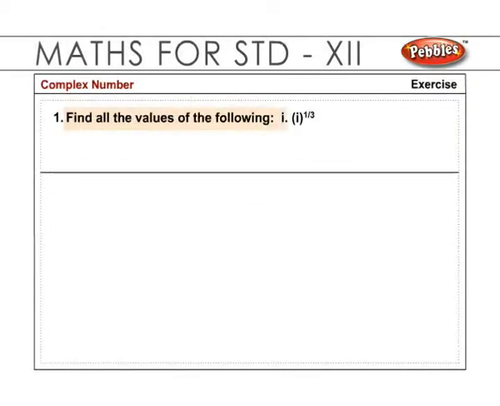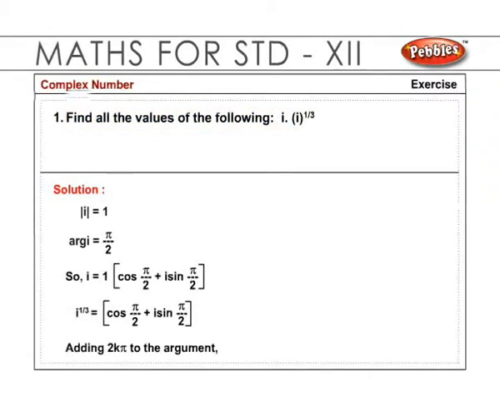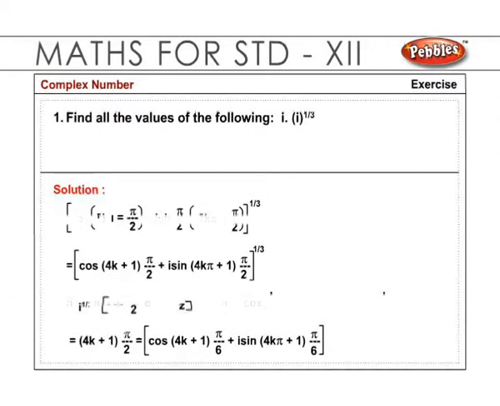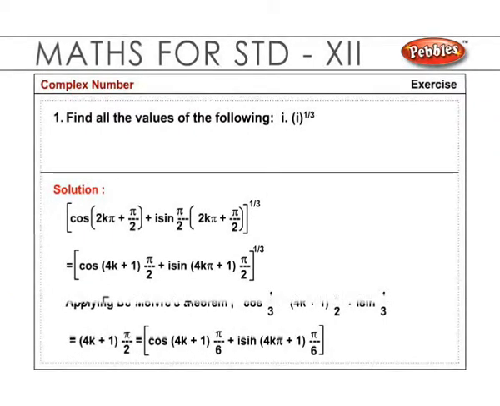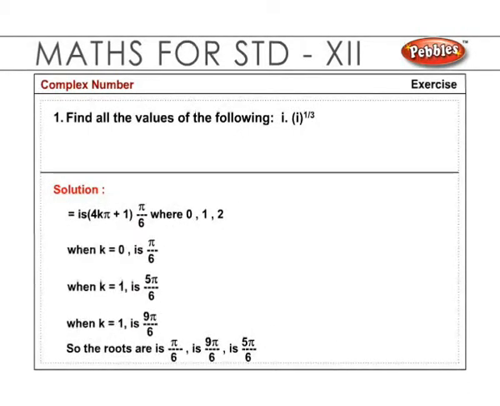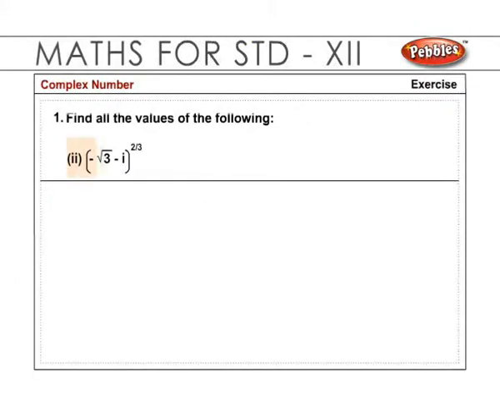Find all the values of the following: i raised to 1 by 3, and square root of minus 3 minus i the whole power of 2 by 3.